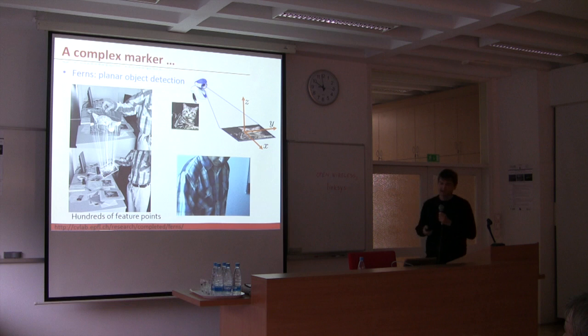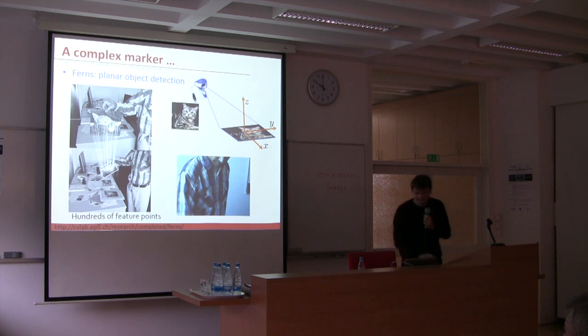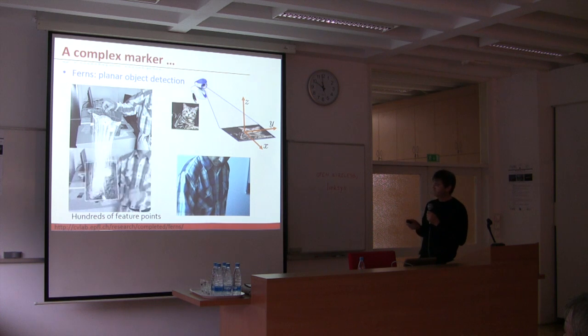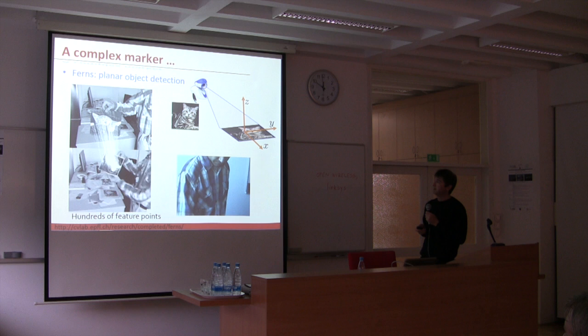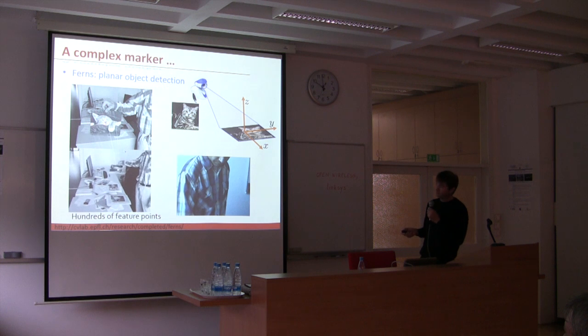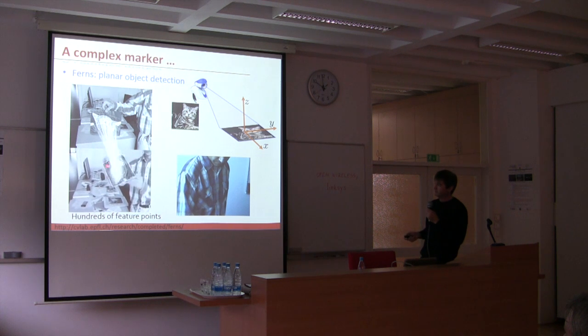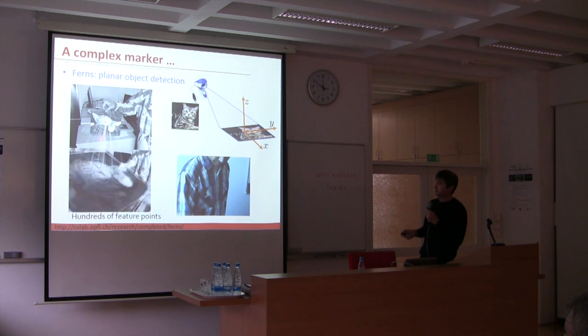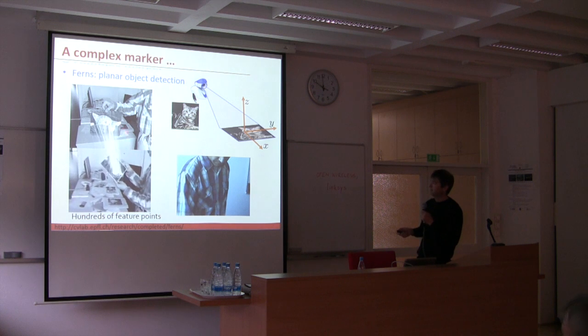So these markers can come in various types. This is one example of a marker, a very complex example. This uses a method for planar object detection. We can consider this reference model of the marker, and this is how this marker is being tracked in the video. It tells us the position and the rotation of the marker in relation to the reference model.